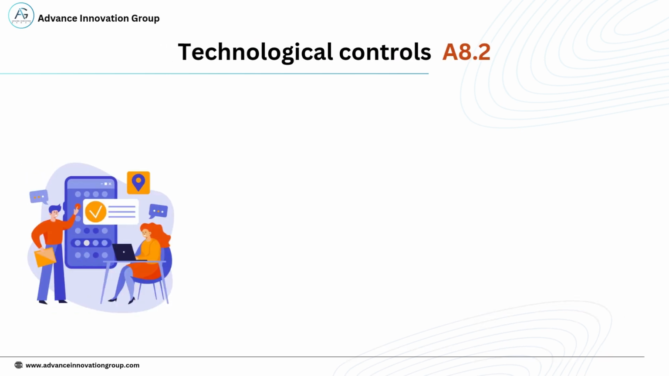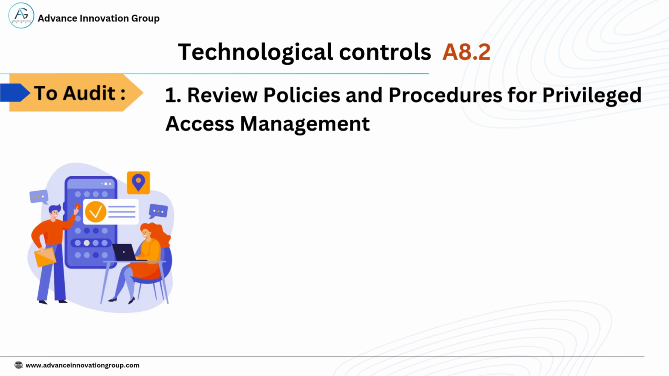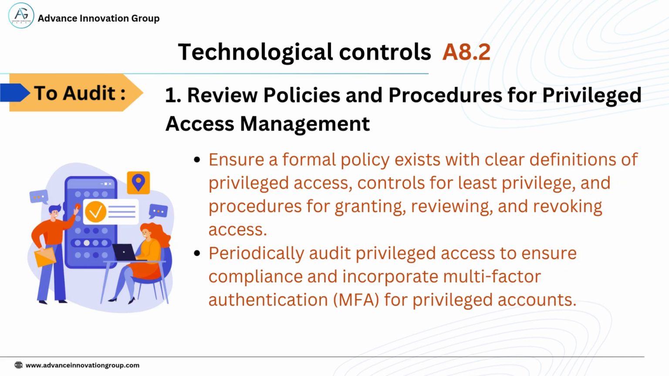Technological controls A8.2. To audit, first, review policies and procedures for privileged access management. Ensure a formal policy exists with clear definitions of privileged access, controls for least privilege, and procedures for granting, reviewing, and revoking access. Periodically audit privileged access to ensure compliance and incorporate multi-factor authentication, MFA, for privileged accounts.